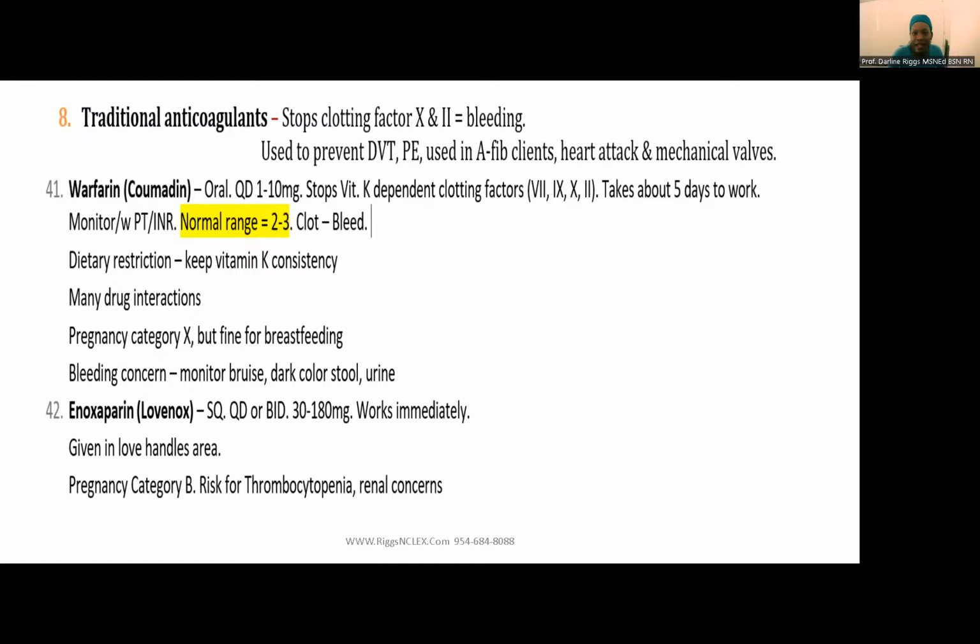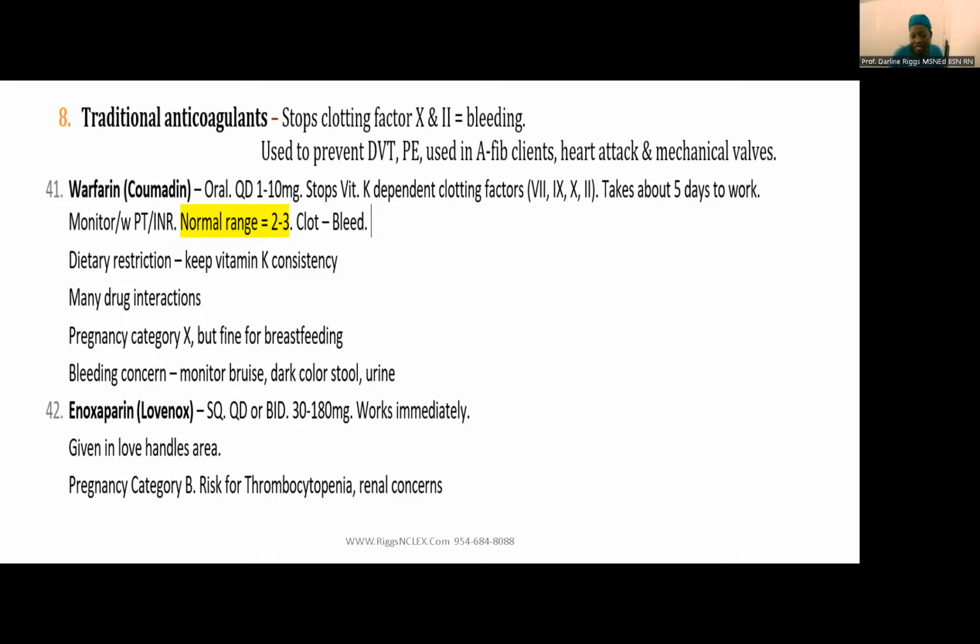Now, enoxaparin is a low molecular weight heparin. We talked about that. So there is no need to monitor PT, APTT, INR, because it's not going to thin your blood like that. And it works immediately. Okay, I showed you the picture of all the different places we give them, but the most common place is the love handles around the umbilicus.